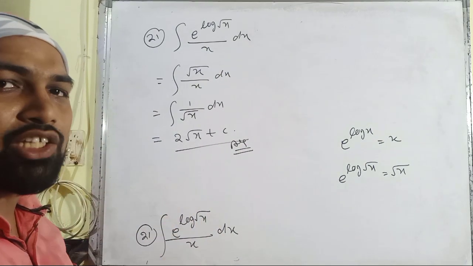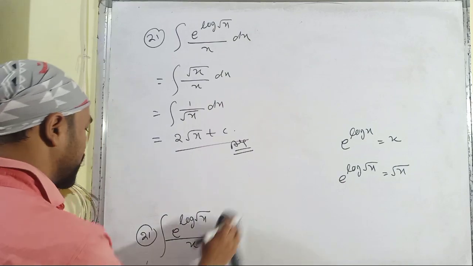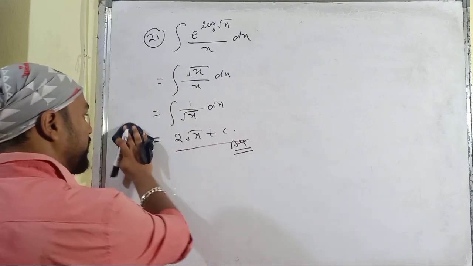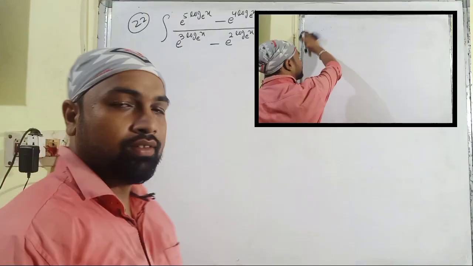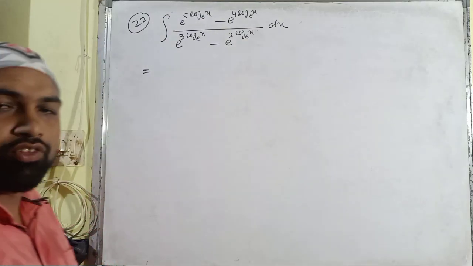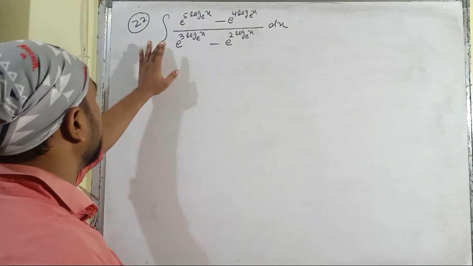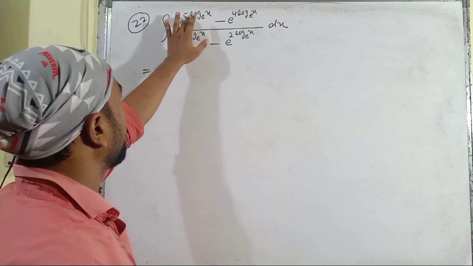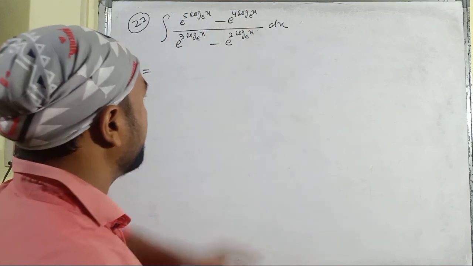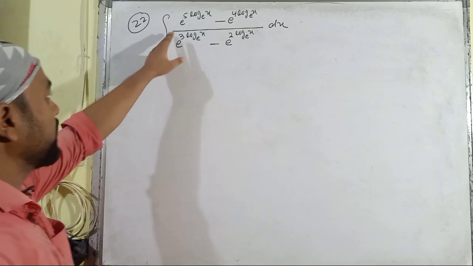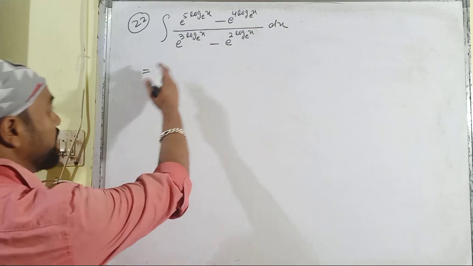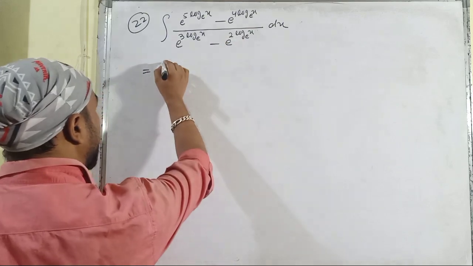Then coming to the last problem of this current video session, that is problem number 22, which is a very important problem. It is given that the integration of e to the power 5 log x base e minus e to the power 4 log x base e, divided by e to the power 3 log x base e minus e to the power 2 log x base e. And we have to integrate this with respect to the variable x.